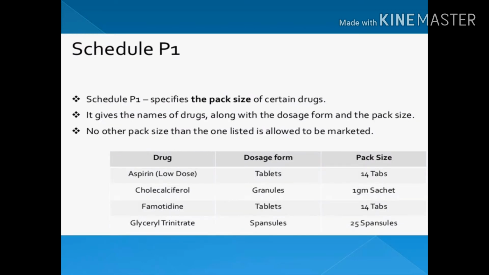Schedule P1 specifies the pack size of certain drugs. It gives the names of drugs along with the dosage forms and pack size. No other pack size than one listed is allowed to be marketed. Example, aspirin should be in a tablet dosage form, with 14 tablets in one strip.